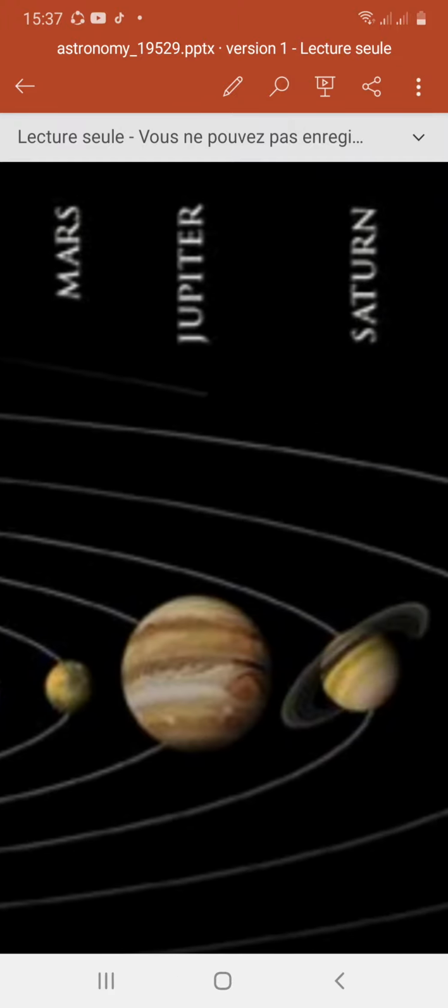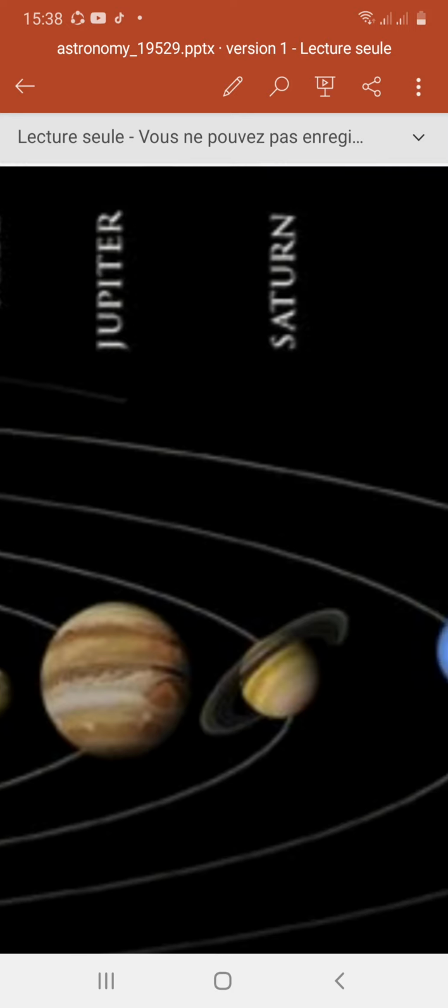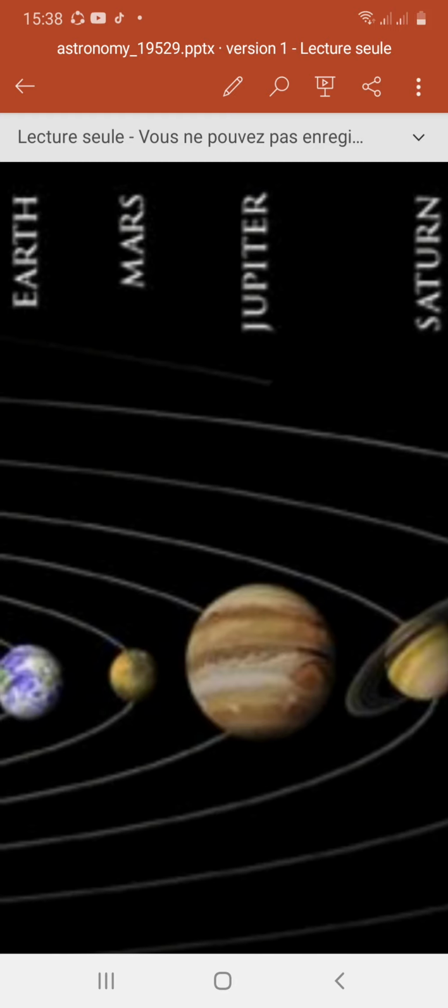The next planet, what is it? Is Mars. Mars, it is a terrestrial planet. It is the last terrestrial planet, right? It is called the red planet. Some scientists said that it is called red because it is composed of a large quantity of iron, right? We said that Mars has two moons, Phobos and Deimos, meaning terror and fear.